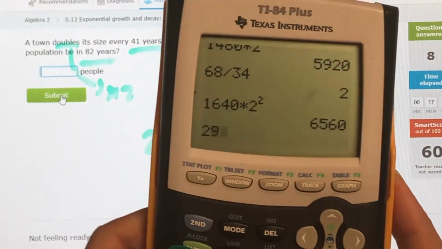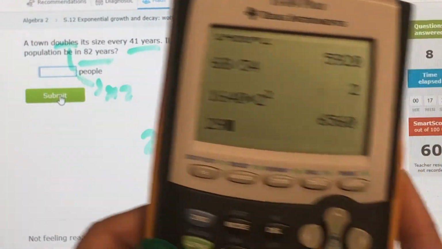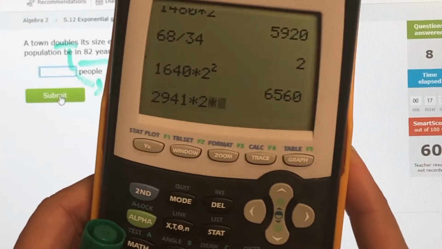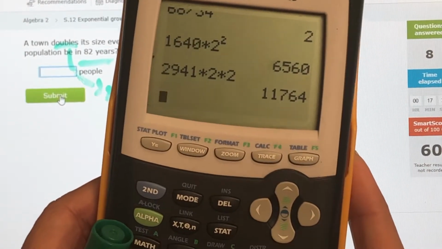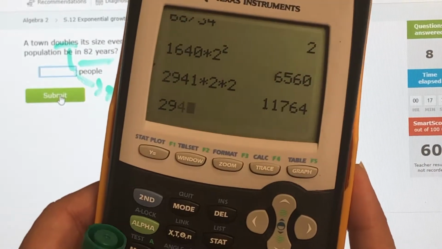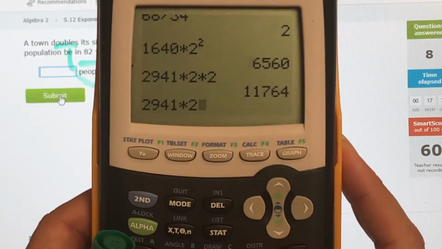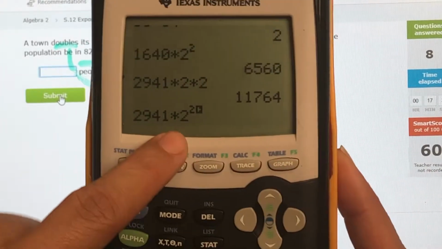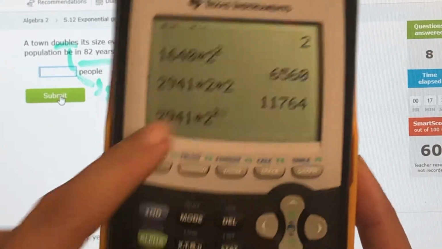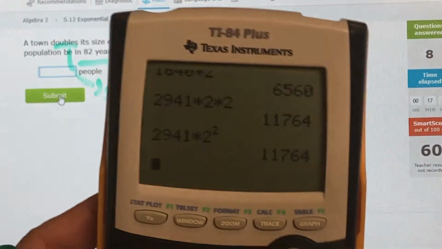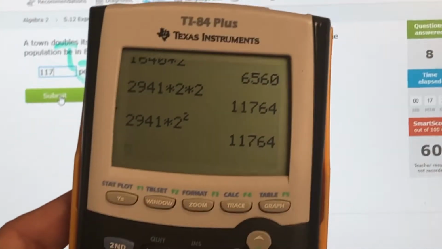So you'd either go 2941 times 2 times 2. That's what doubling twice means. Or you can do it as exponents, 2941 times 2 raised to the power of 2, because that's what that's saying. That's the same thing, so you'll get the same number. 11764.